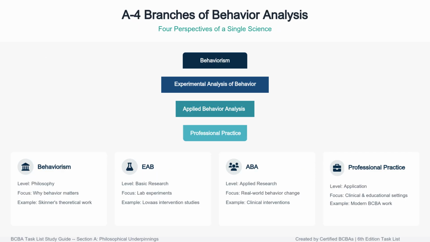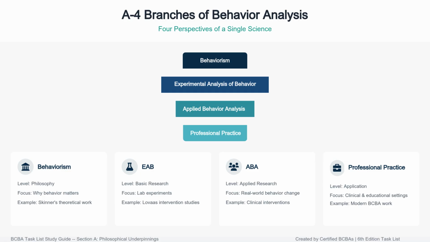Behavior analysis has 4 branches that connect theory to practice. 1. Behaviorism, the philosophy of our science. 2. Experimental analysis of behavior, basic research that discovers principles in controlled settings. 3. Applied behavior analysis, using those principles to solve meaningful problems. 4. Professional practice, the application by trained practitioners in real environments. Each layer depends on the others.